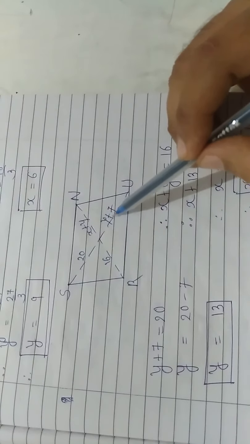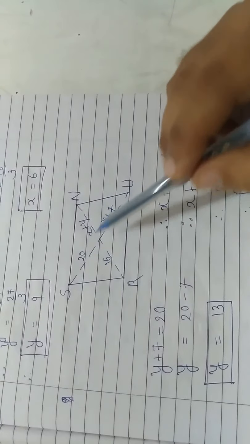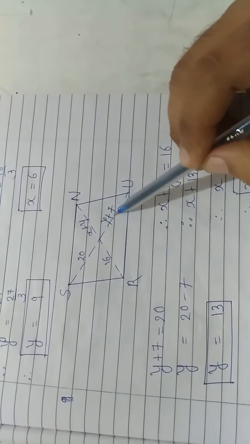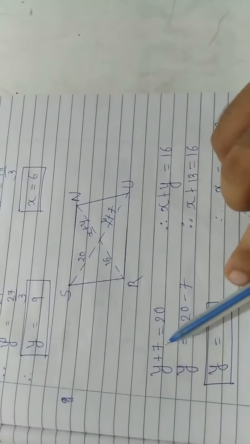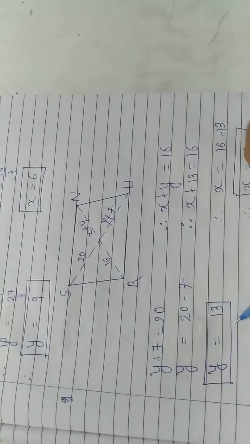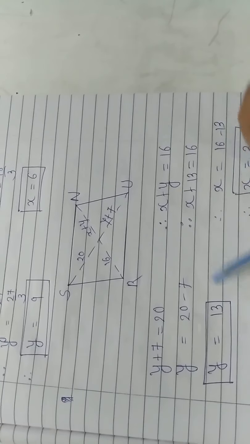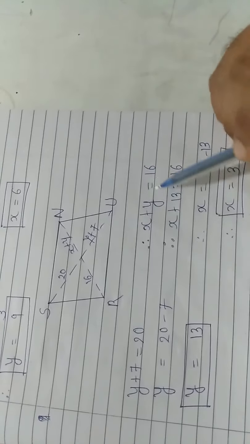So we can write down y plus 7 is equal to 20 or x plus y is equal to 16. These both are same and these both are same. So y plus 7 is equal to 20. So this 7 moves to the right, so it becomes minus 7. So 20 minus 7 is equal to 13. So we got the value of y is equal to 13, and here x plus y is equal to 16.